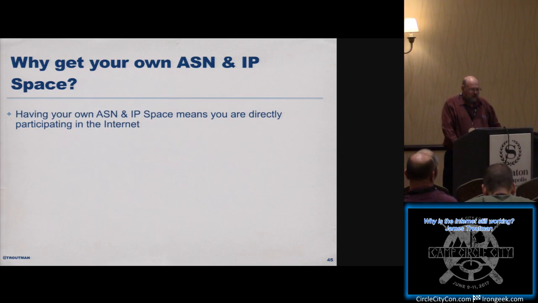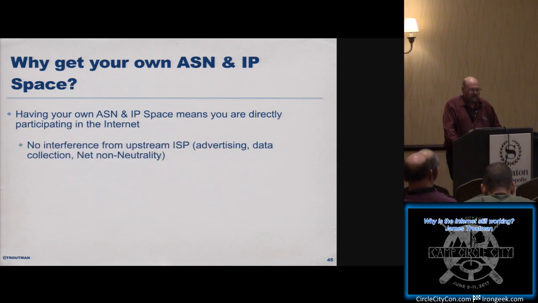So why would you want to go through all of that work? There's got to be a reason, right? If you have your own ASN and your own IP space, it means you are directly participating in the internet. You're not going to have interference from an upstream ISP. Some ISPs, particularly residential ones, are becoming fairly evil. They're injecting advertising, they're collecting data, they're engaging in non-neutral services, and they're certainly looking very much forward to new changes at the FCC to get rid of net neutrality.